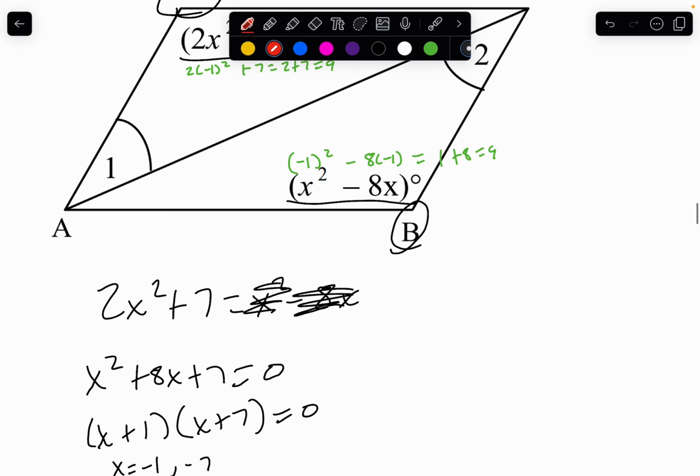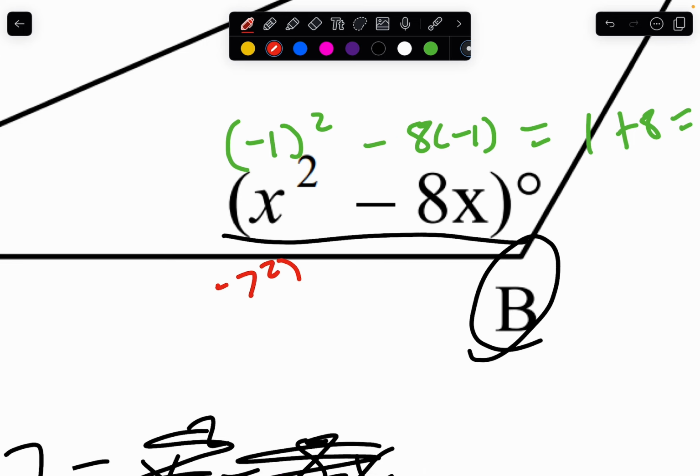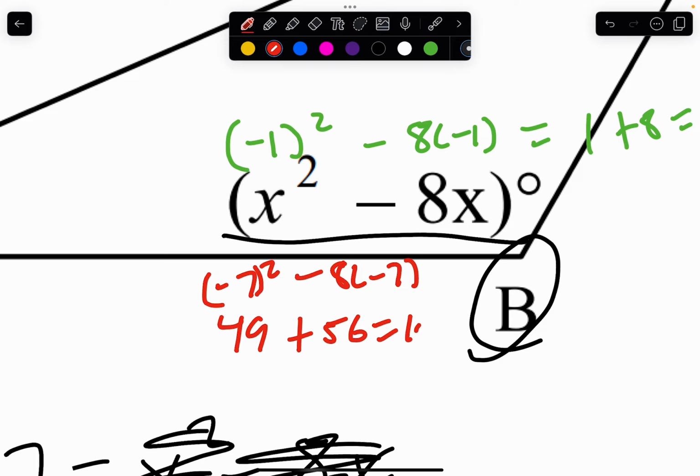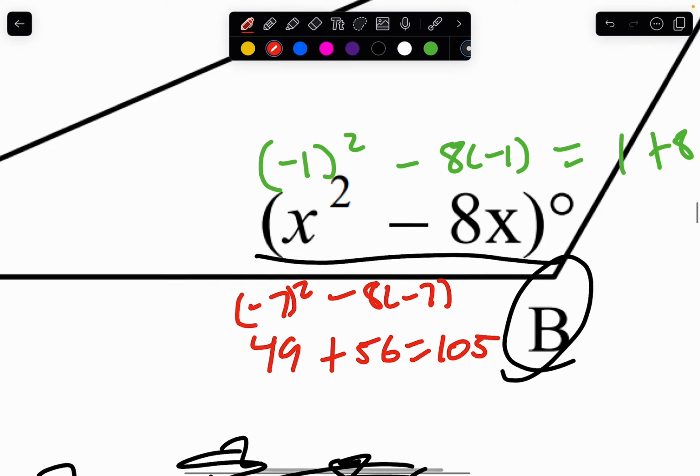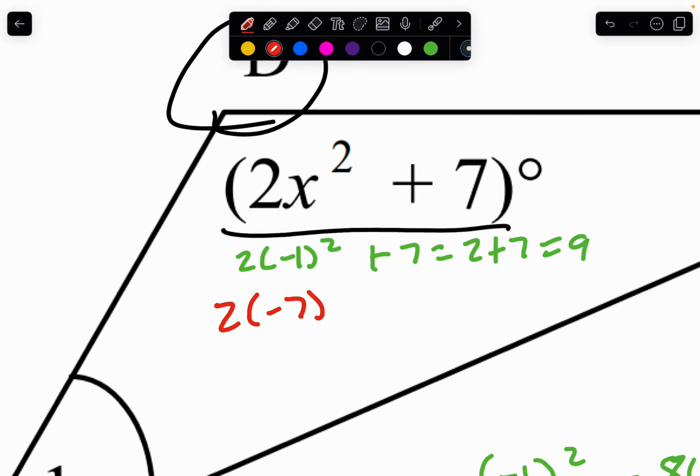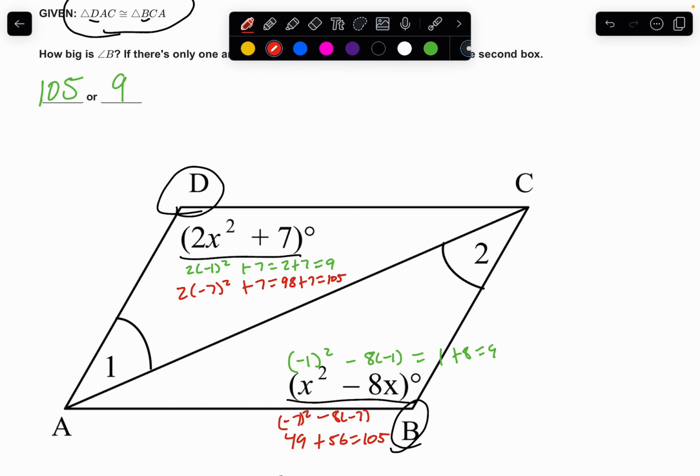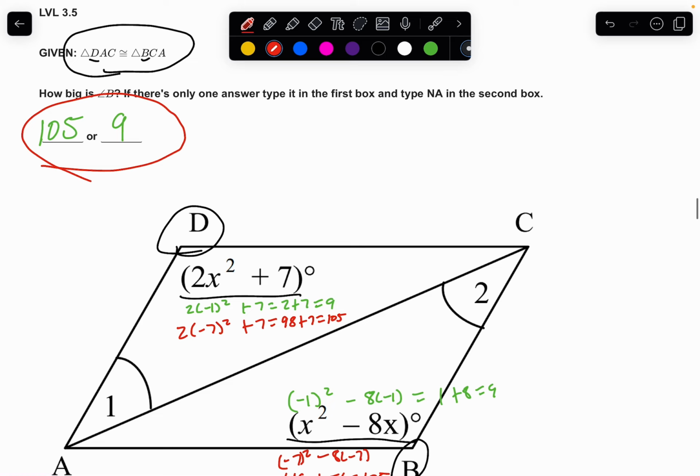The other option would be -7. So -7 squared minus 8 times -7, that would be +49 and +56. That would be 90 plus 15, that would be 105. Plug in over here to confirm. 2 times -7 squared plus 7. That would be 49 times 2 would be... Nope, 49 times 2 is 98 plus 7, and that would be 105 as well. Both are reasonable answers. We don't know which one it is, so we have to give both. And that's all we're doing there.